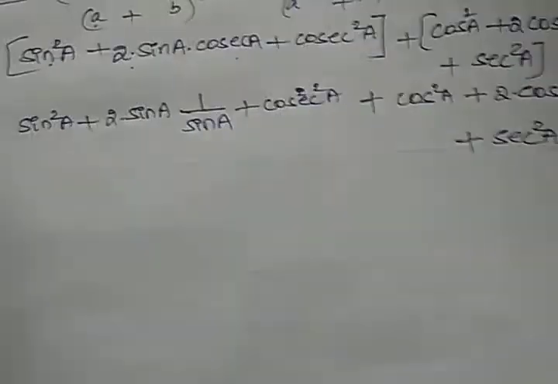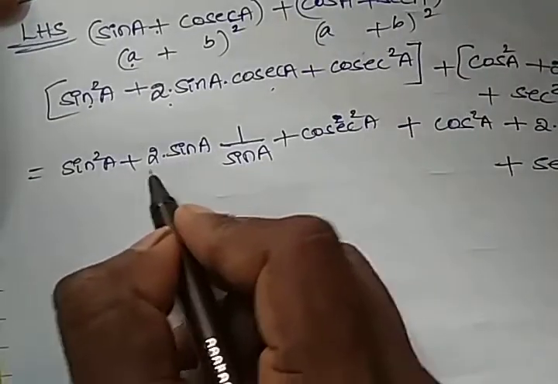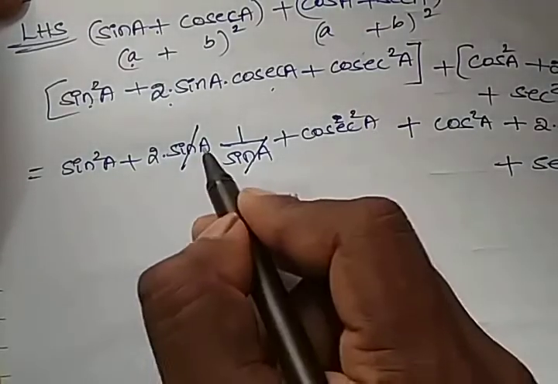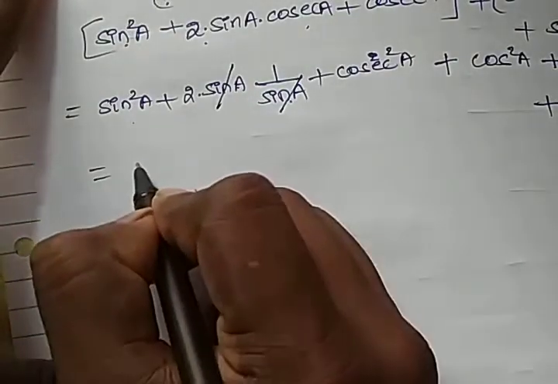Now here you can see that some values are getting cancelled. What are they? In this expansion, sin a and sin a get cancelled because one is in the numerator, another in the denominator. Here also you can see cos a and cos a get cancelled. So what is left here now? We are left with sin square a.